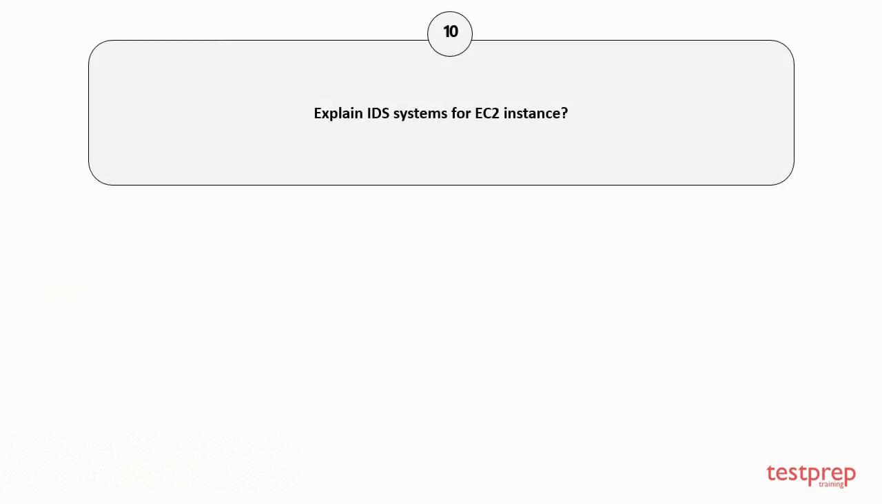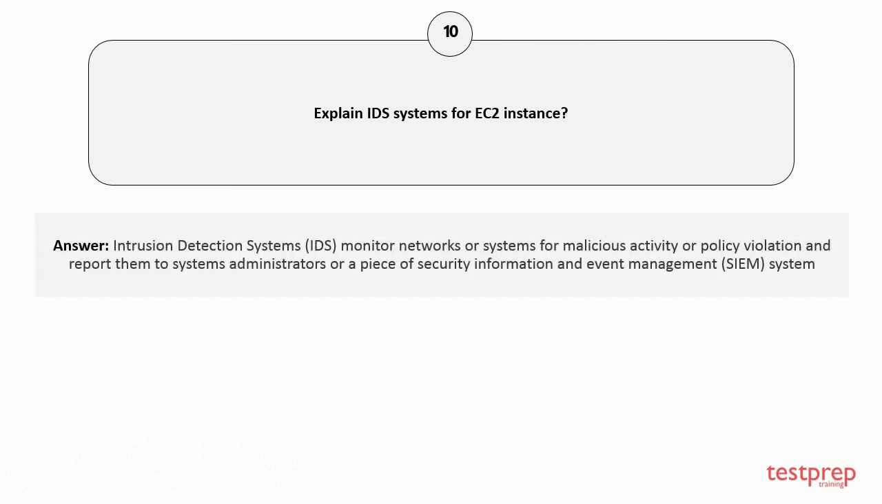Question number 10, explain IDS systems for EC2 instance. Your answer is, intrusion detection systems monitor networks or systems for malicious activity or policy violation and report them to systems administrators, or a security information and event management system.